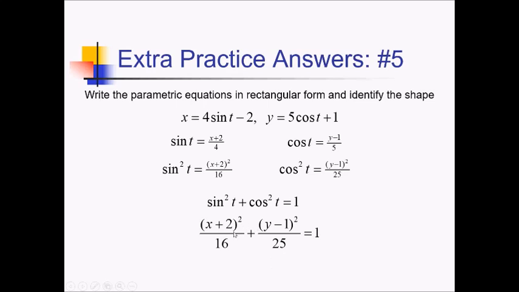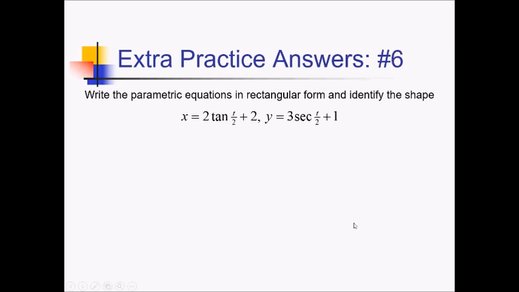Since they're both positive squared functions, that's going to be an ellipse or a circle, and since they have different denominators, that's got to be an ellipse. For this problem, since I have two trig functions, let me go ahead and isolate those and square them so I can use one of my identities.